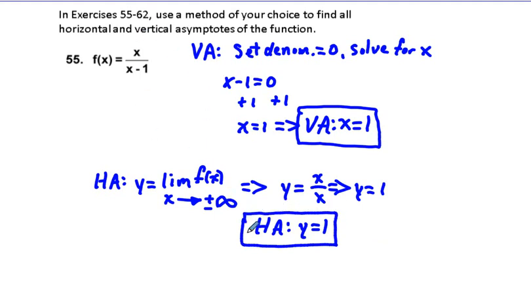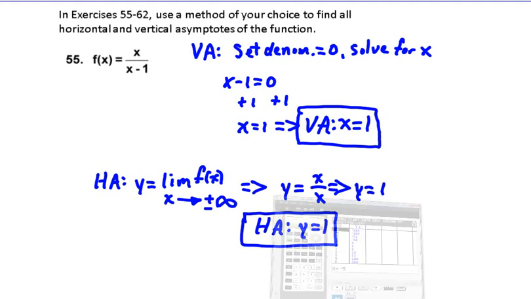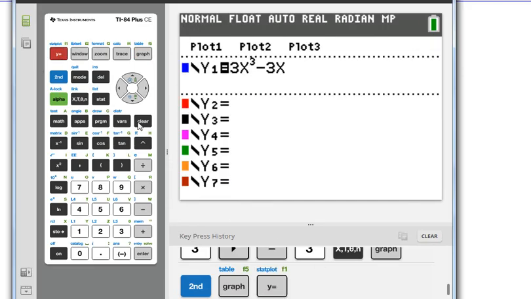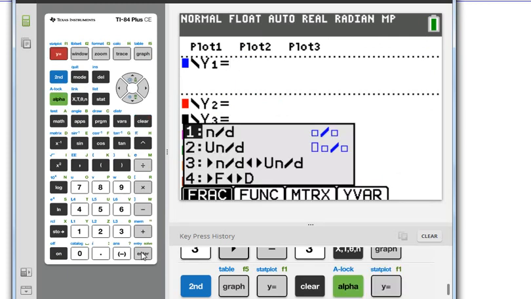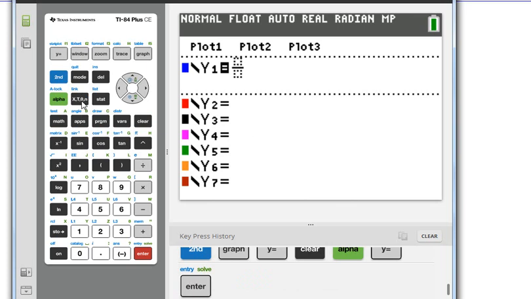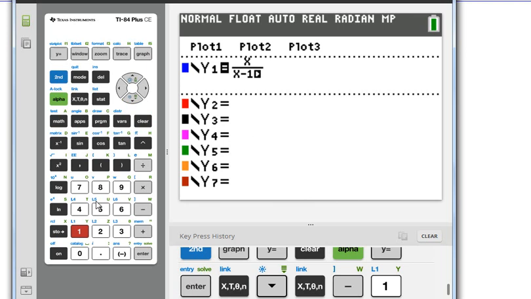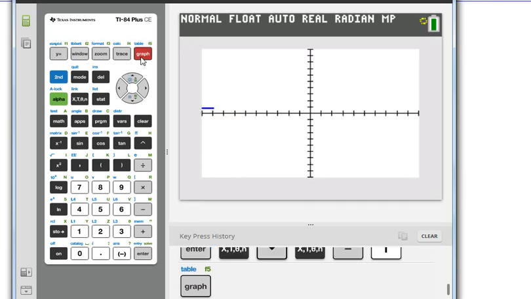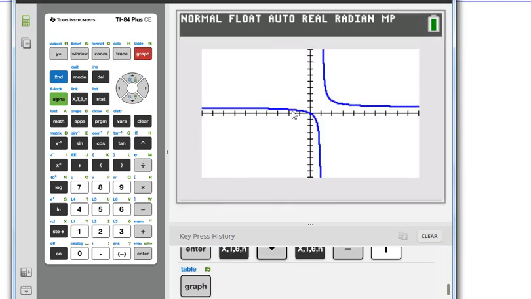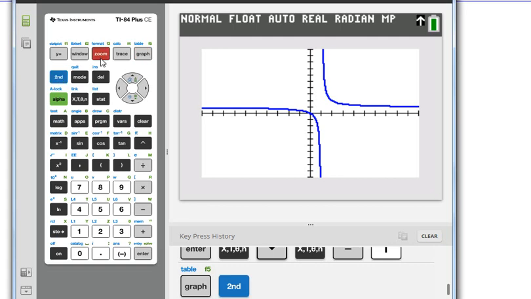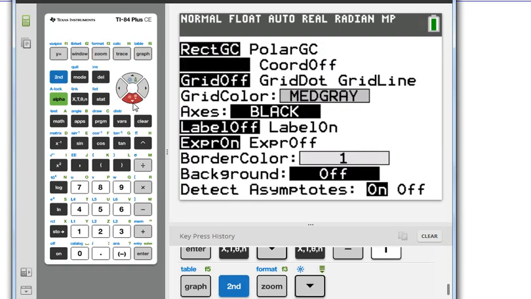So going to the calculator, we have x over x minus 1, and we graph that function here, and we should be able to see a vertical asymptote at x equals 1. I'm going to place this on a grid line, to get a better look at it. Then we're going to go to table view.